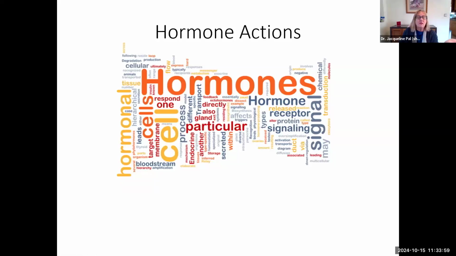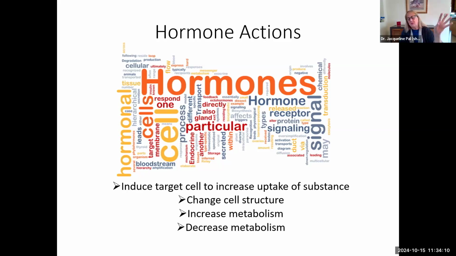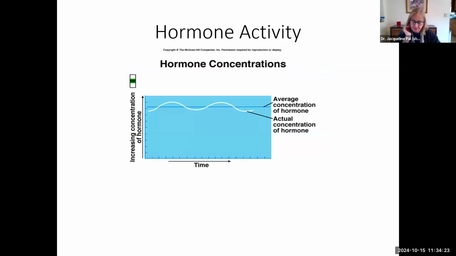When we look at hormones, they're going to have specific actions. So some examples, they can change the structure of the cell, they can make cells increase the uptake of substances, they can change metabolism, increase or decrease it. Wait until I talk about specific hormones and then learn what's specific for that hormone. Don't worry about this slide. I just want you to realize that different hormones work differently.